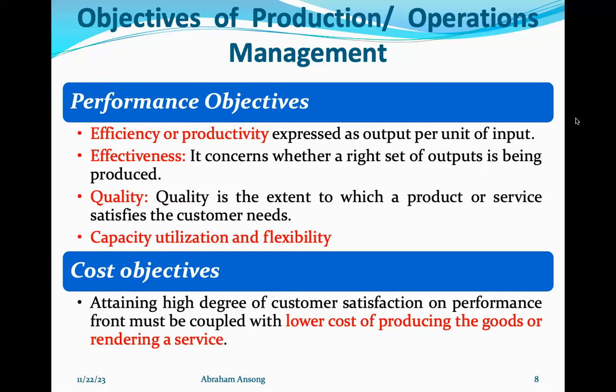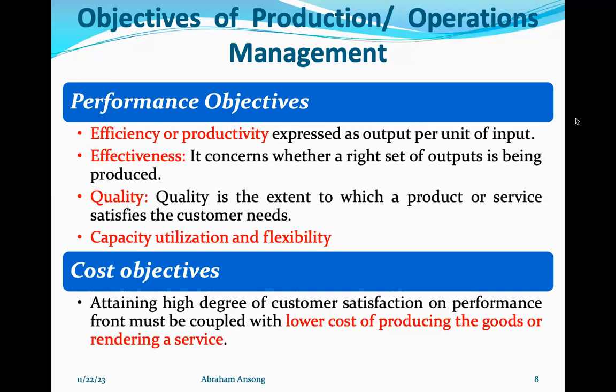But it is also possible to be effective and not efficient. That is where you produce what is needed by the organization or by the market that you're seeking to serve, but you've actually wasted a lot of resources in the course of trying to produce those particular products. Okay. So production and operations management is there to ensure that you achieve both efficiency and effectiveness.